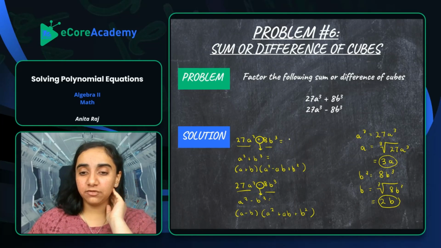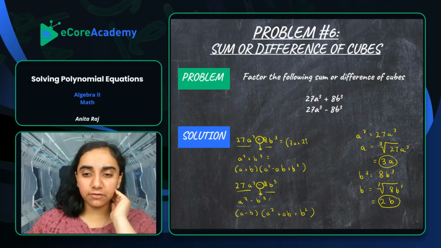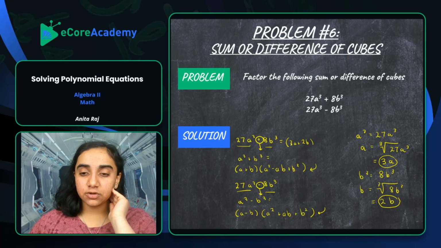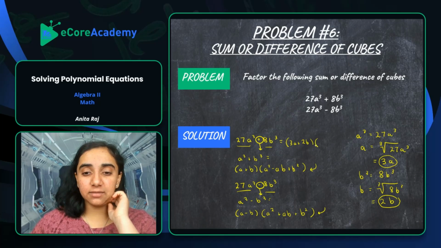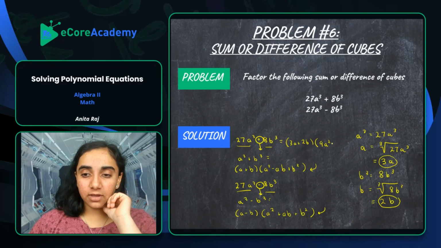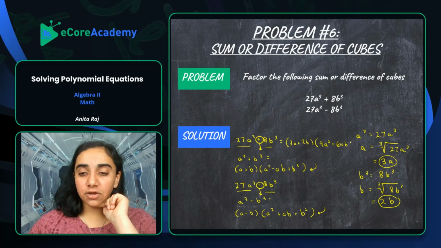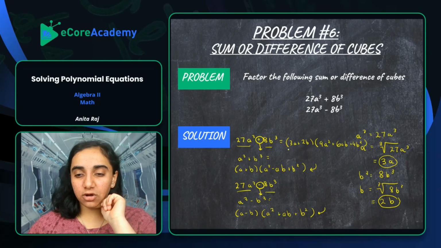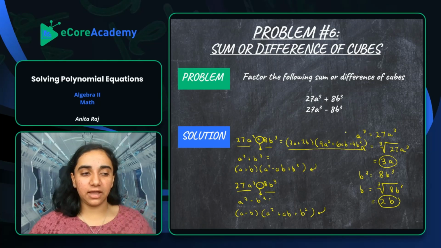So for our sum of cubes, we're going to end up getting 3a plus 2b. And remember, I'm just following these formulas that we wrote out. So 3a plus 2b times a squared would be 3a squared, and 3a squared is equal to 9a squared, plus 3a times 2b, which is going to give you 6ab, plus b squared, which is 4b squared. So that's going to be our factorization of that.